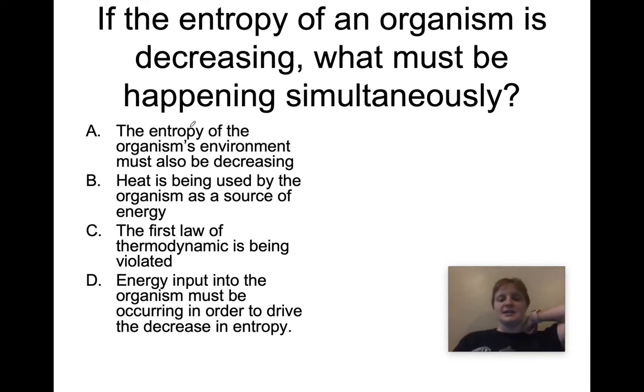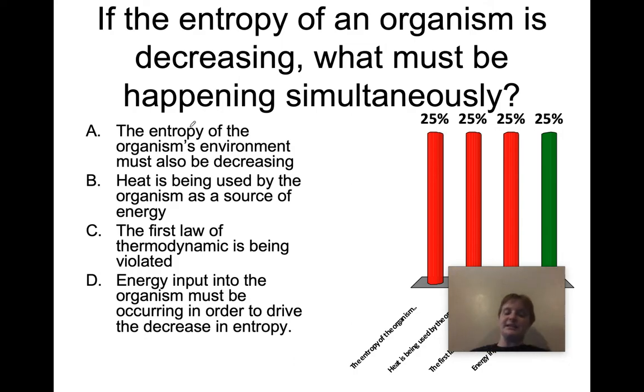If the entropy of an organism is decreasing, think of it, what must be happening simultaneously? If entropy of an organism is decreasing, the entropy of the organism's environment must also be decreasing. Heat is being used by the organism as a source of energy. The first law of thermodynamics is being violated, or energy input into the organism must be occurring in order to drive the decrease in entropy. So if you think about it, if entropy is an increase in randomness, a decrease in entropy is an increase in order. It's kind of weird, right? And if we're going to increase order, that means we must be putting energy into that system.